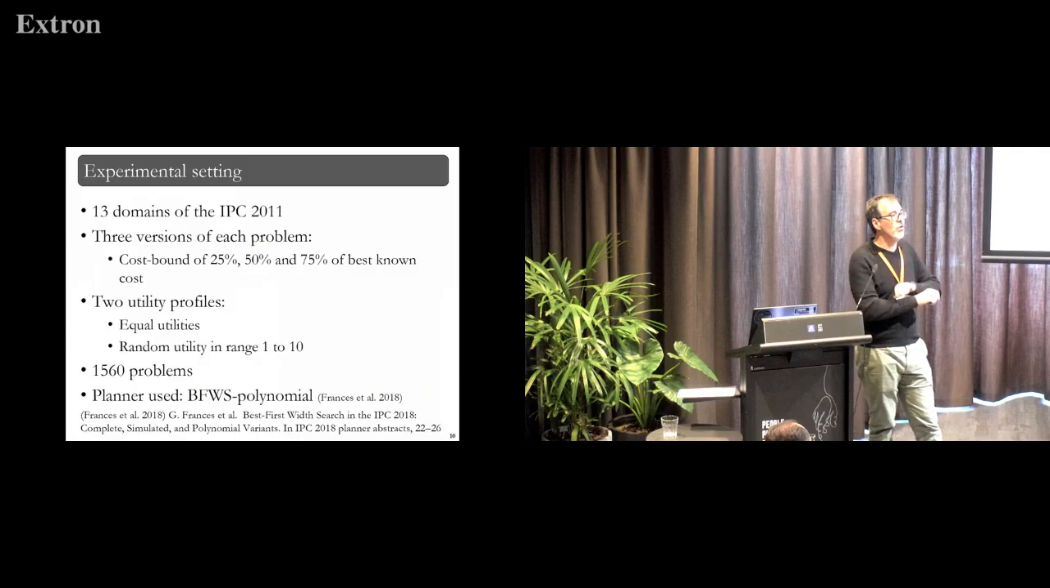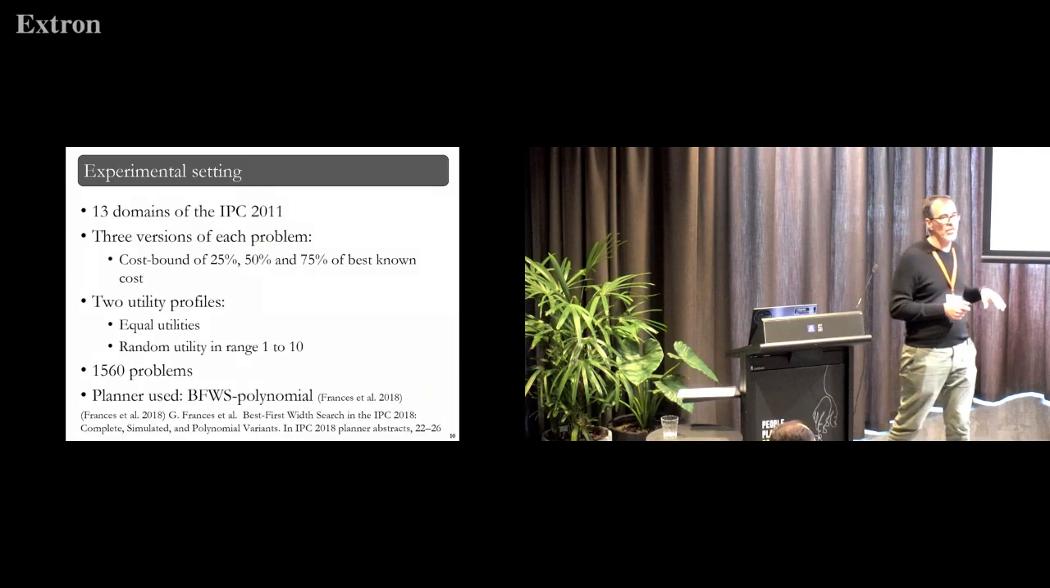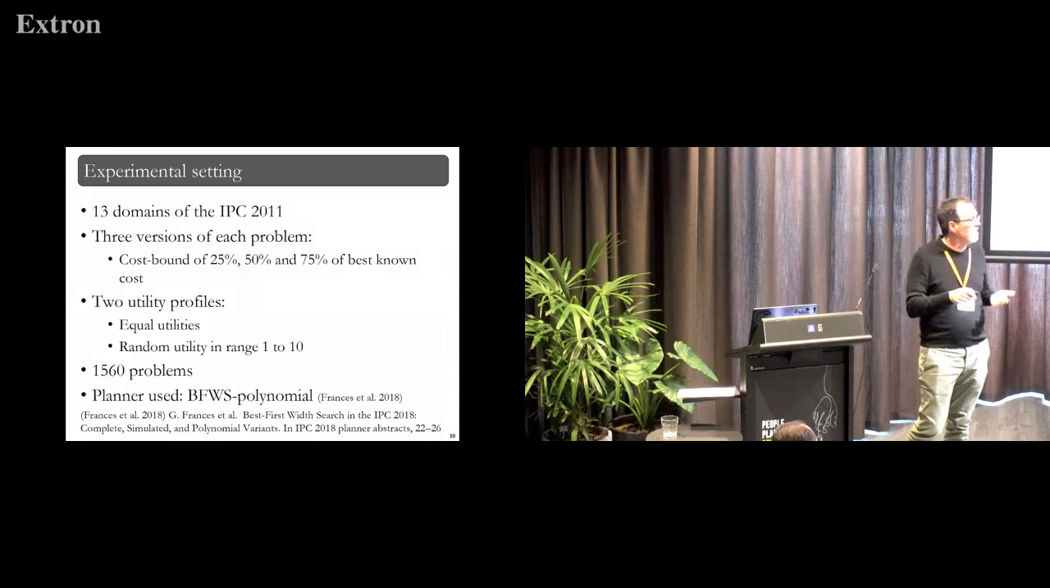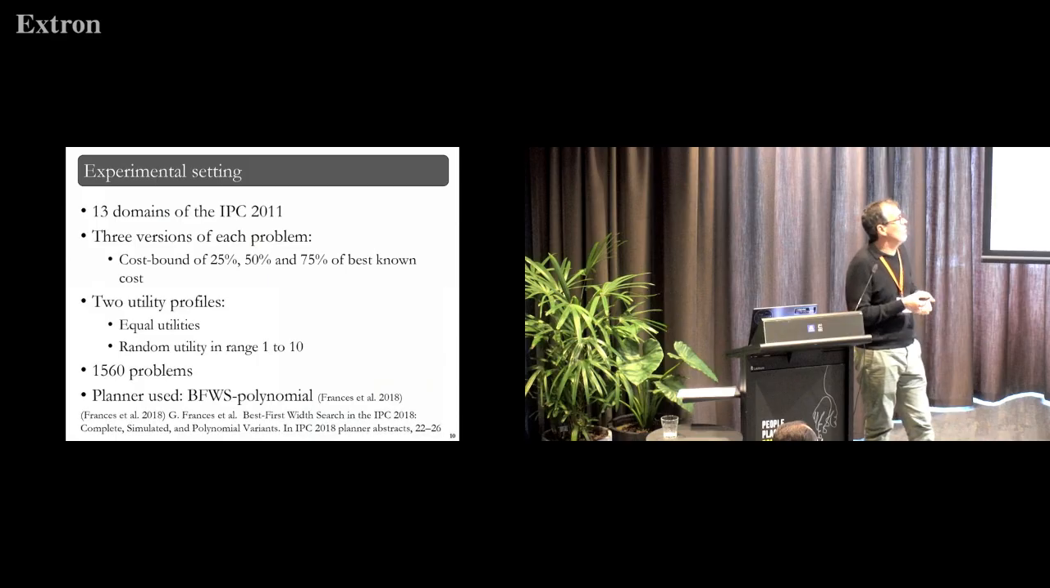In one of them, all the goals have the same utility, so the only criteria to select them is the estimated cost. In the other one, there is a random utility in the range 1 to 10. So in this case, it makes sense to start selecting the most useful goals.